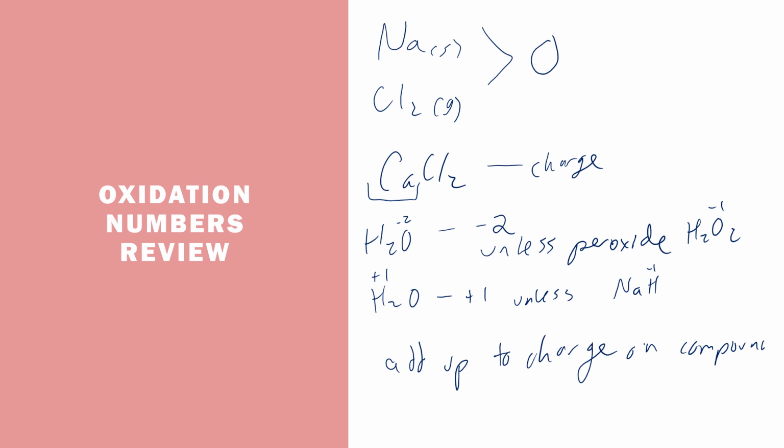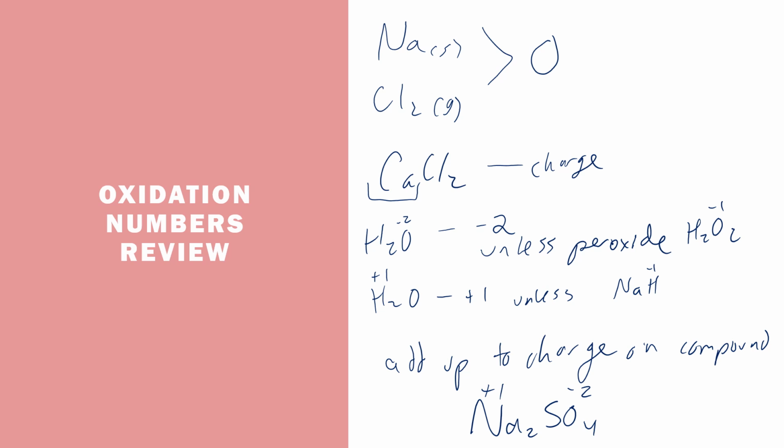So let me give you an example of that. If I have Na2SO4, sodium is a metal in the compound, so its oxidation number is the same as the charge, which is +1. Oxygen in a compound, it's not a peroxide, so it's -2. The overall charge on the compound was 0, so all of the oxidation numbers have to add up to 0.